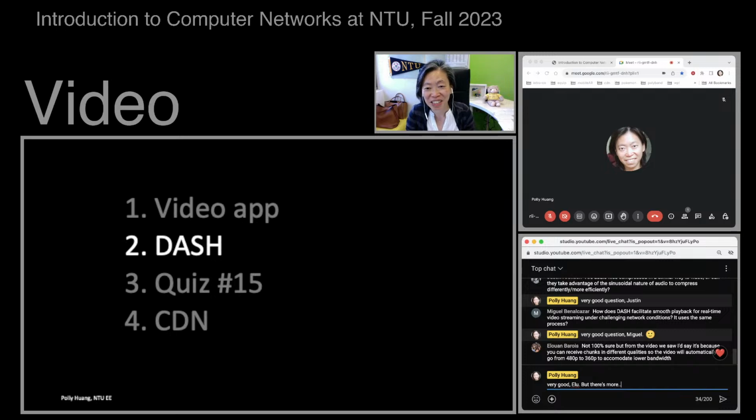All right, so we had some other questions. Mikhail was asking, can DASH facilitate smooth playback for real-time video streaming under challenging network conditions? And Elu is trying to answer the question. That's great. You know what? It's good, and yes and no.